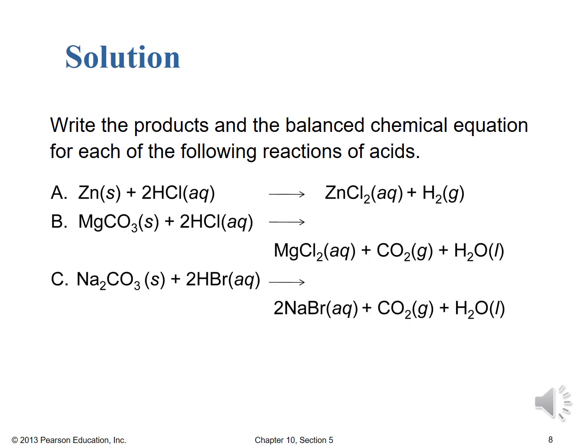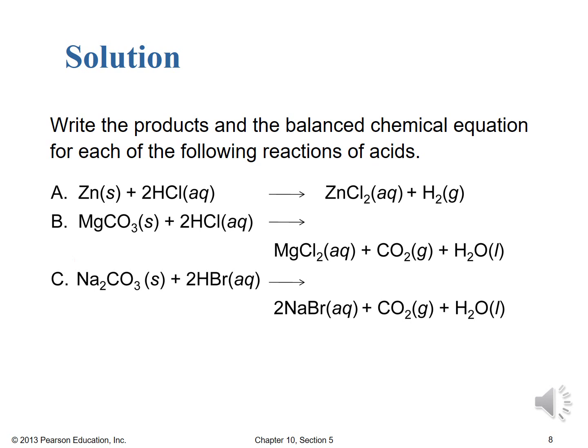Okay, so for the first one, zinc solid plus 2 HCl aqueous yields ZnCl2 aqueous. Zinc's plus 2 is a stable metal ion, so hopefully you caught that. Again, some of the transition metals can be unreliable, but zinc will always form a plus 2. It's one of our predictable transition metals. And then we get 1 mole of hydrogen gas generated as well.